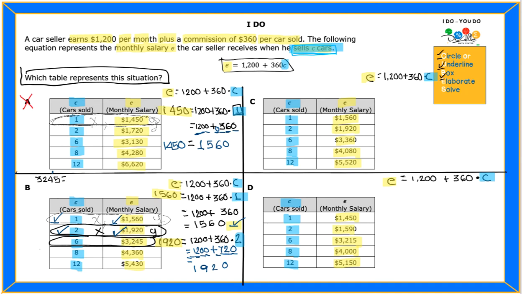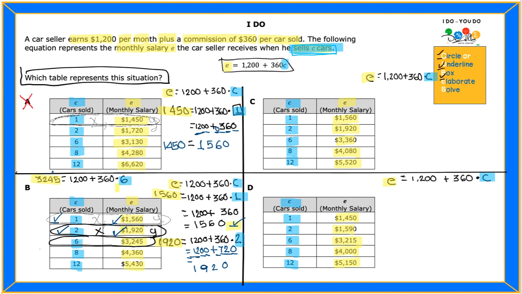That must be equal to 1,200 because that's from the equation, remember? 1,200 plus the equation, which is this one, has a 360 that multiplies the C, and in this case the C is a 6. And so you don't lose track of where I'm getting the numbers, I'm highlighting those right here. So you see this 3,245 is this 3,245 and this 6 is the 6.